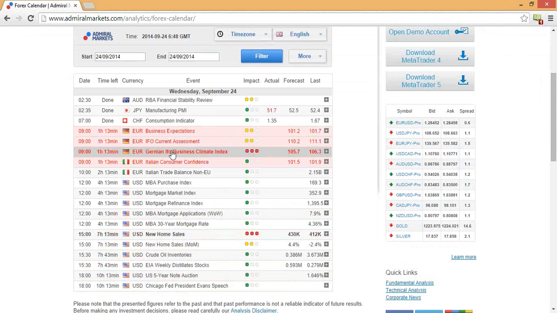We have German IFO Business Climate Index. In hour 13, we have dollar new home sales. Those are the two red tagged events. Then we have some yellow and greener ones as well.